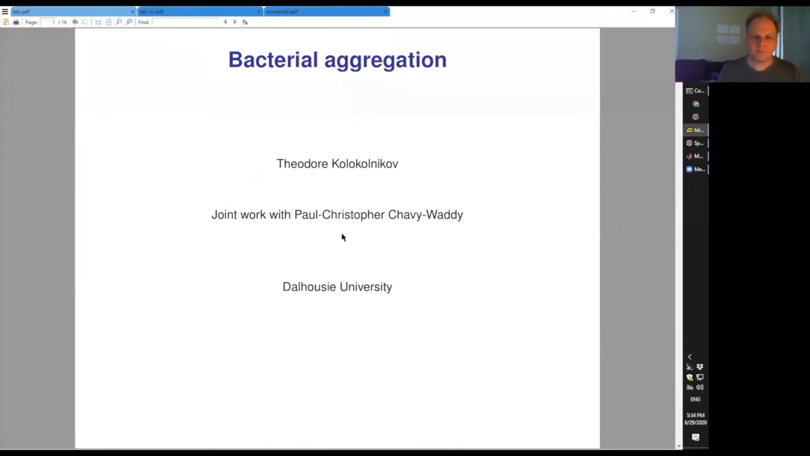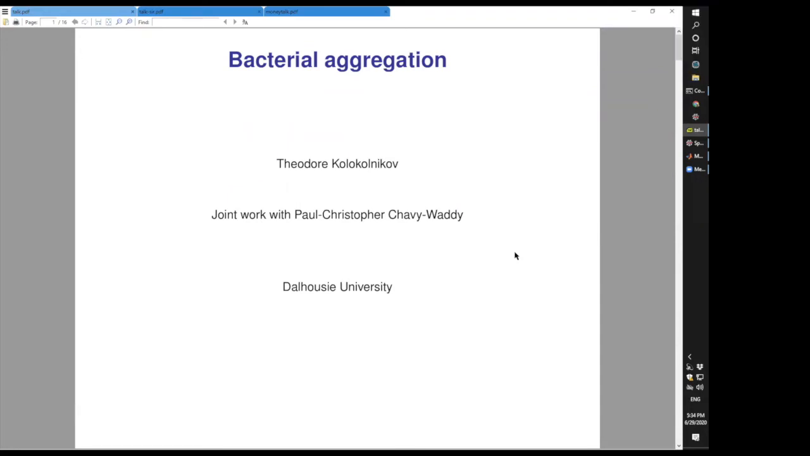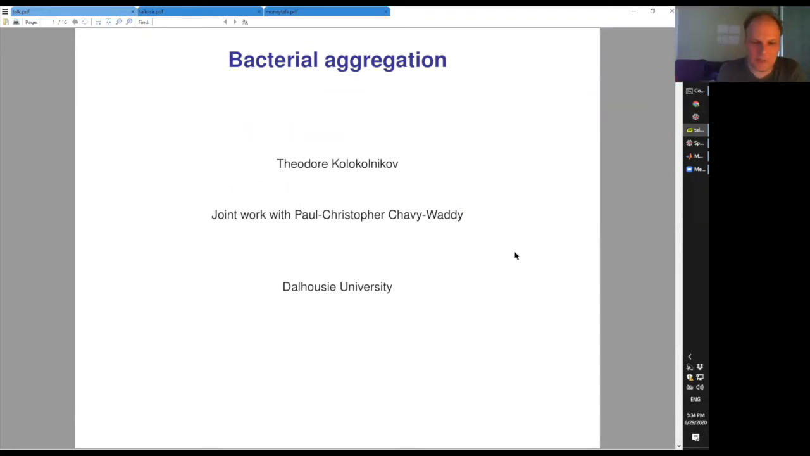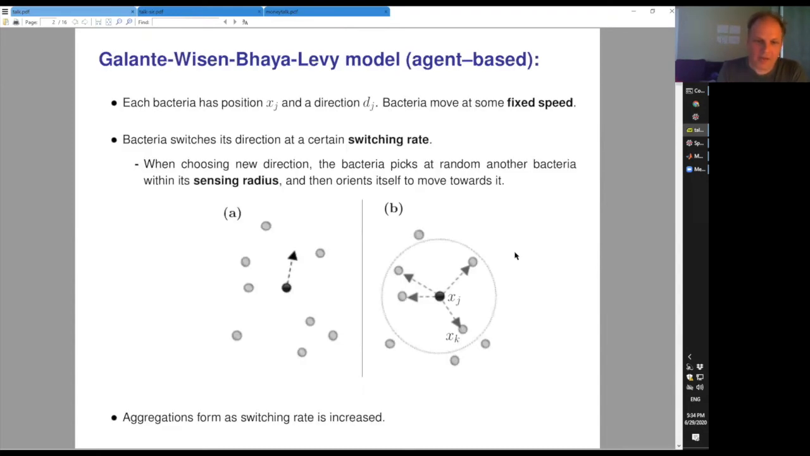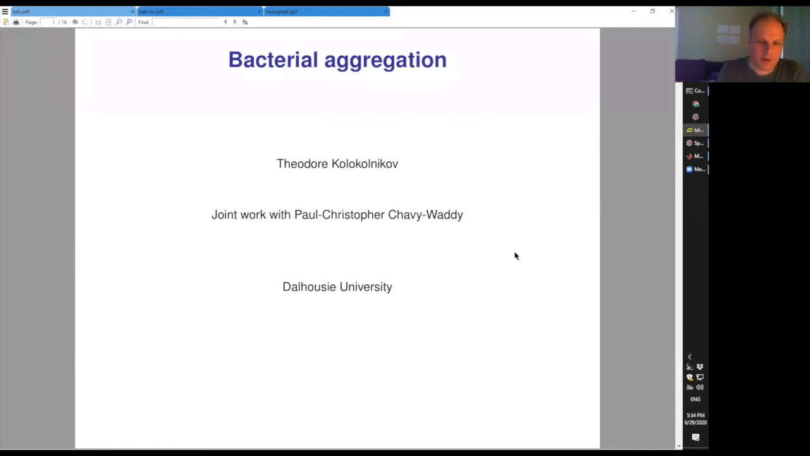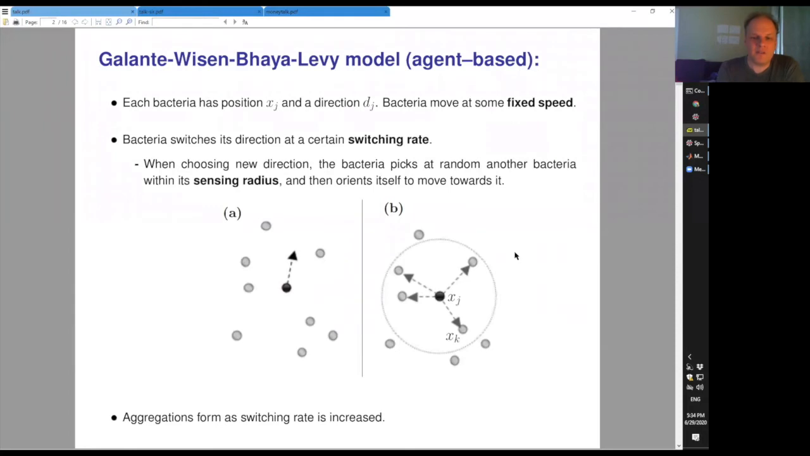Okay. Now I'm going to talk about another agent-based model. Again, it's about these little buggers, in this case bacteria, but a very different one. This one has no infection. This is joint work with an undergrad student from a few years ago, Paul Christopher Chavi-Wadi. This model was introduced by a group of Levy Doron from Maryland.